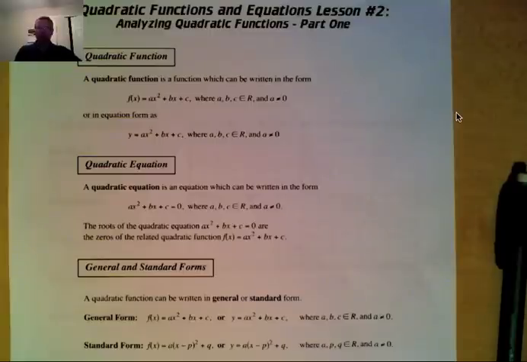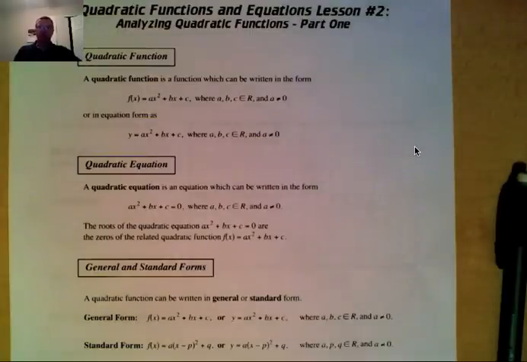How did they figure out where that kiddie pool needed to go? How did they figure out the ramp and how steep the ramp needed to be, all of that sort of stuff? Well, in today's lesson, where we're analyzing quadratic functions, we're going to talk about some of the things you need to know to do something exactly like that.